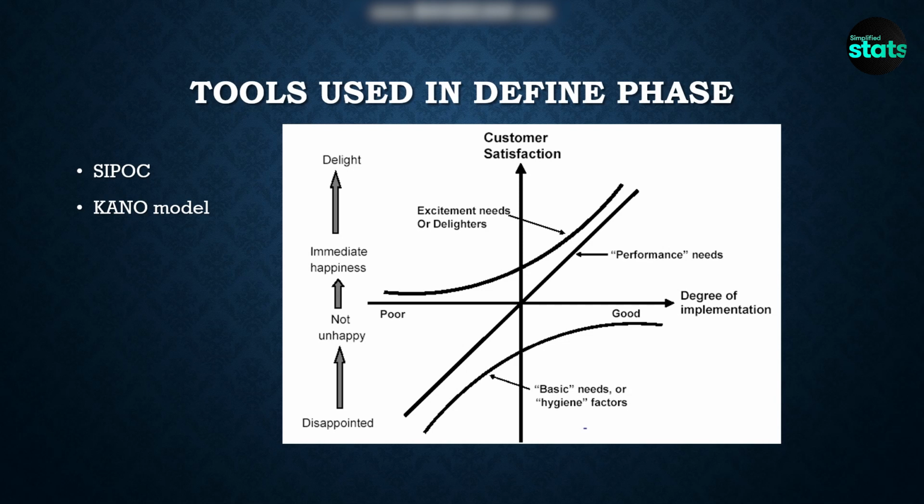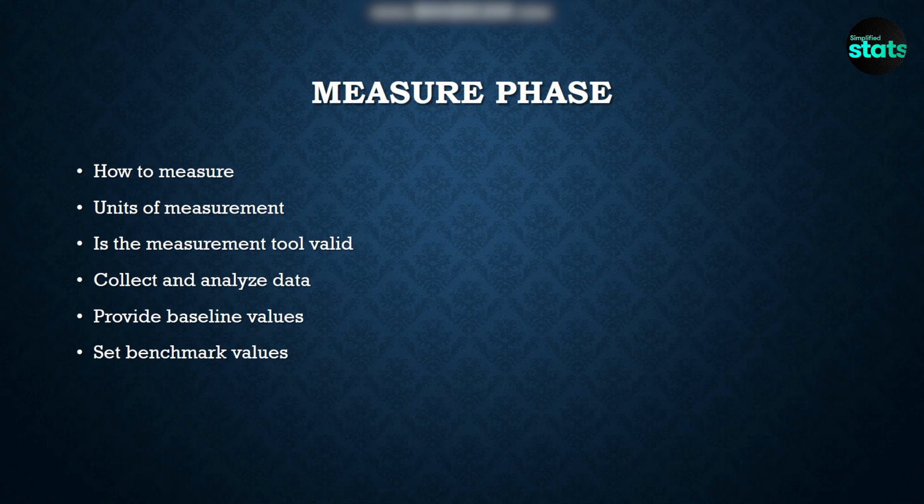If your key performance indicator lies somewhere in the basic needs, that means the product is not even satisfying the basic need of the customer. So that is a wrong selection of Six Sigma process. Hence, Kano model lets you know which need of the customer are you trying to satisfy.